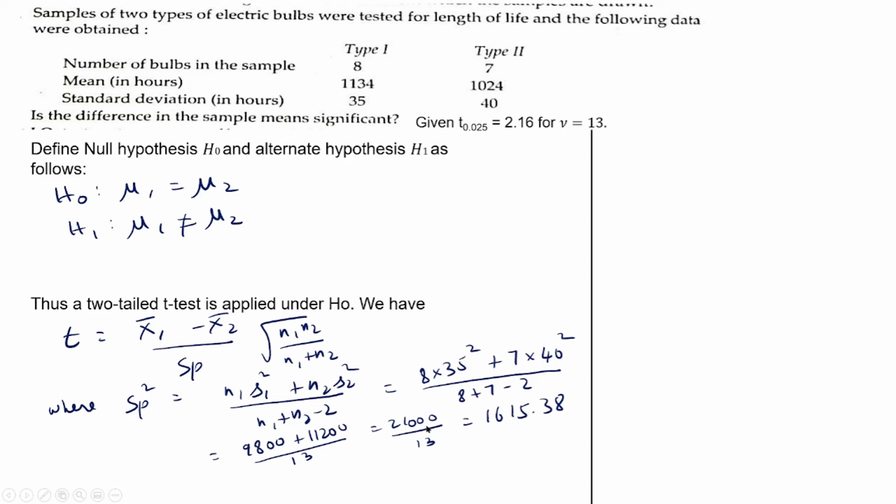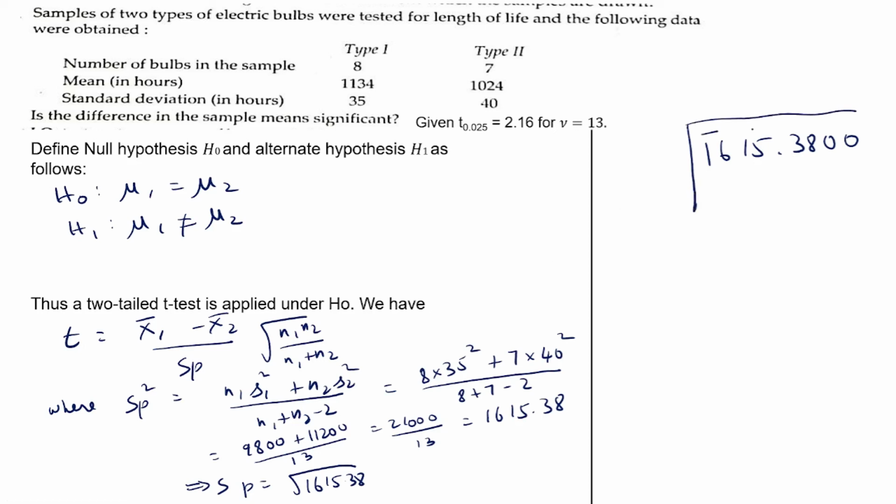So we got Sp square as 1615.38. We need Sp. So let us find the root of this. Sp is equal to root of 1615.38. If you want to find the root up to 2 decimal places, we need to have 4 digits after the decimal point. So divide the integral part and the decimal part as pairs of digits.